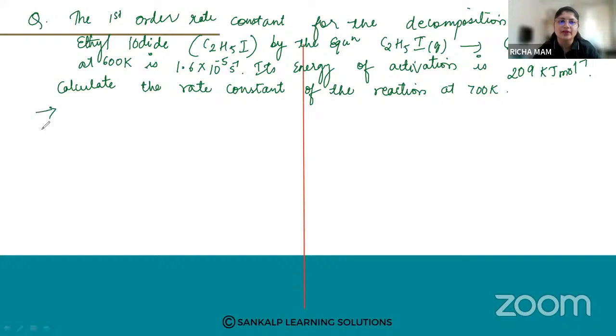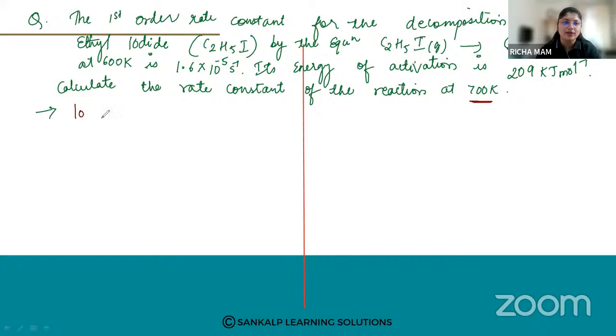What they have asked: the first order rate constant for the decomposition of ethyl iodide at 600 Kelvin is 1.6 into 10 raised to minus 5 per second. The energy of activation is given. You have to find the rate constant of the reaction at 700 Kelvin. So we have to find K2, and K1 is given.